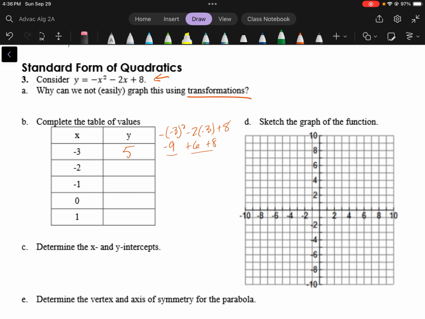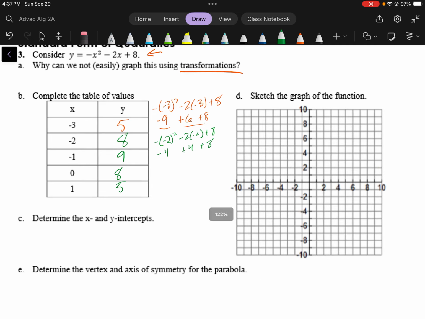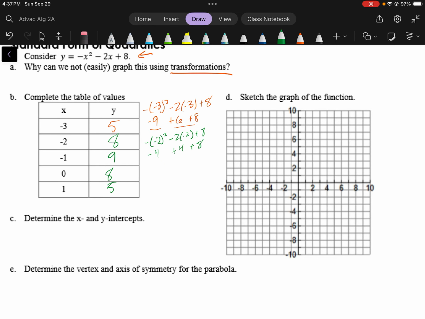Then we can do it again with -2 and think, okay, negative times -2 squared minus 2 times -2 plus 8. So that's -4 plus 4 plus 8, which would then be 8. And if we kept doing that, just for time's sake, we would find that these are our values, okay? And so that could be graphed for us on the graph.